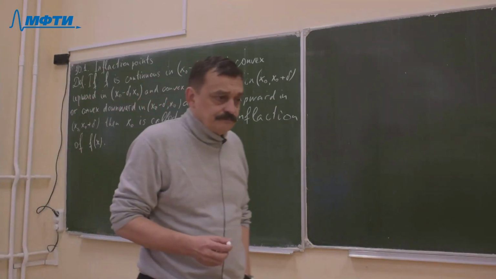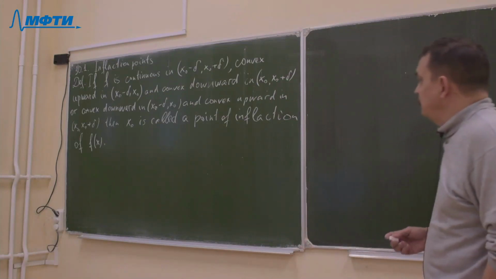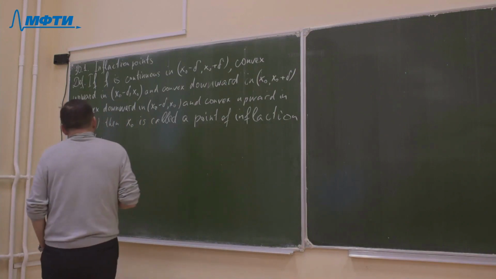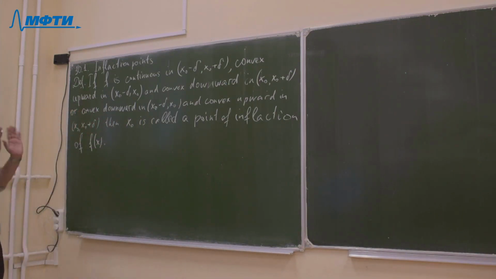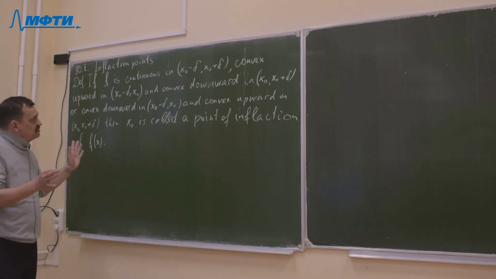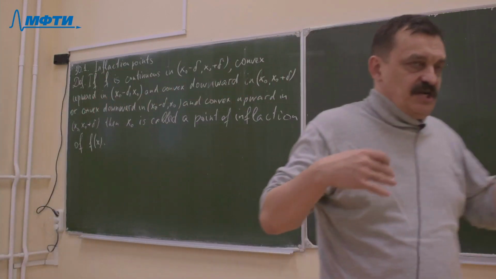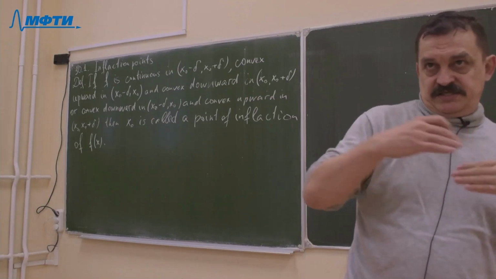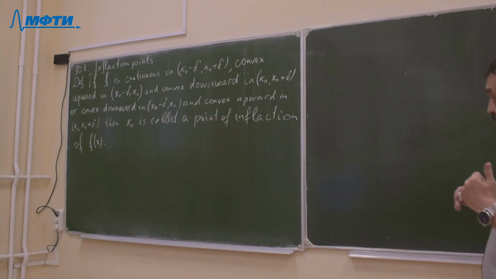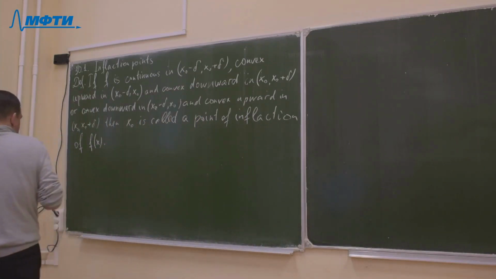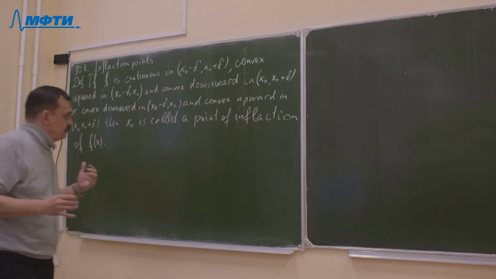And now, once again, roughly speaking, what does inflection point mean? It means the direction of convexity of a function changes when we pass through that point. But that is not precise. And let me give an example.